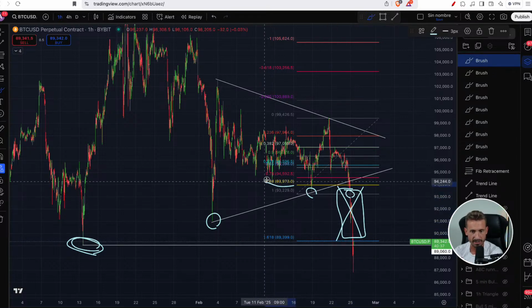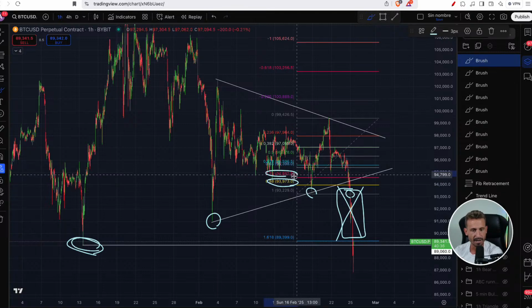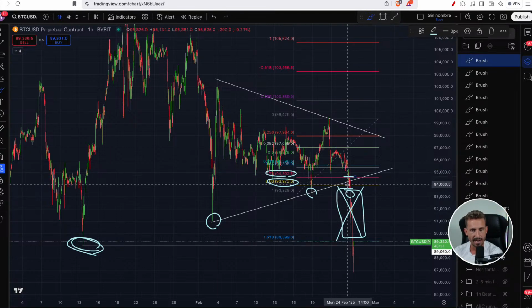Only the 0.88 or the 0.78. No reaction at the 0.78. We just sliced through. I'm looking for the 0.88. We got below, we got above. Sniper long, we got the bounce. Stop loss beneath the low.